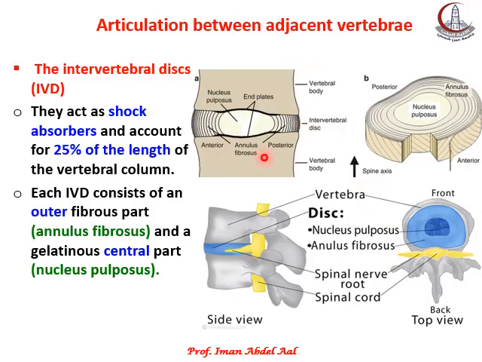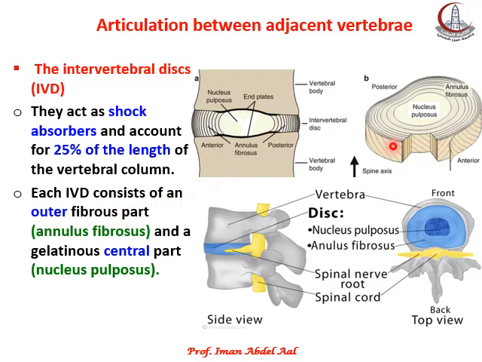The intervertebral discs are shock absorbers. As you can see, they can move, so they are shock absorbers. The intervertebral discs account for 25% of the length of the vertebral column. So 75% of the vertebral column is formed by the bodies of the vertebrae, and 25% is formed by the length of the intervertebral discs.